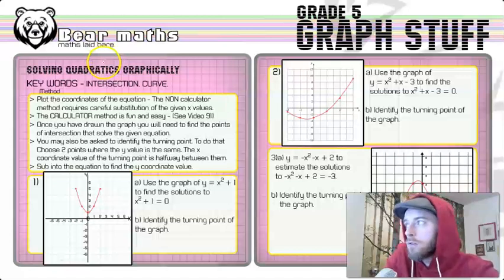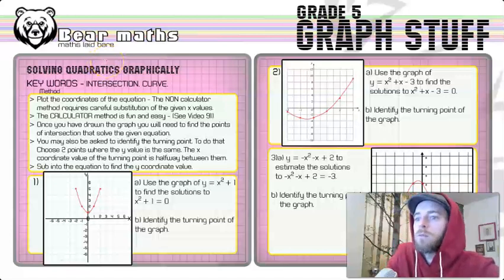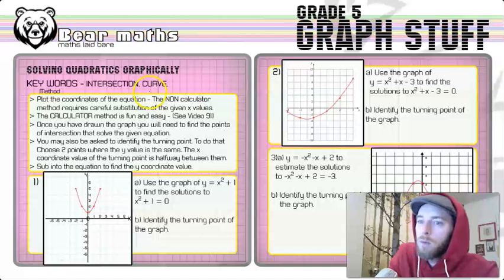This video is on solving quadratics graphically. Now we've done a video on solving equations graphically, but this one is where we've got quadratic equations. We're going to solve those graphically. Keywords I've got for you are intersection and curve. The intersection is the point where two lines meet, and the curve is the shape of the graph of a quadratic. It's a U-shaped curve or an N-shaped curve, and we call them parabolas, but instead of calling it a line, we call it a curve.